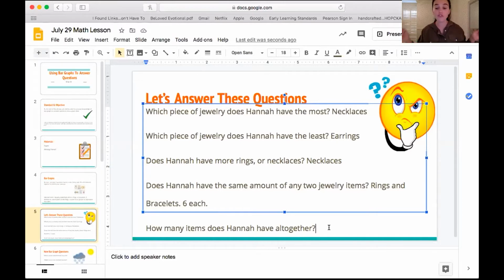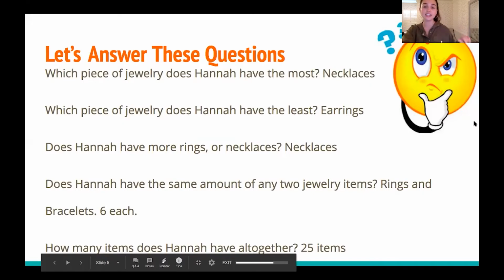Now what's 12 plus 9? Does anyone know? 21. 12 plus 9 is 21. Awesome. Now what is 21 plus 4? 25. So Hannah has 25 items. Awesome. Hopefully this looks correct to you guys. These answers look correct. I know they sure do look correct for me.